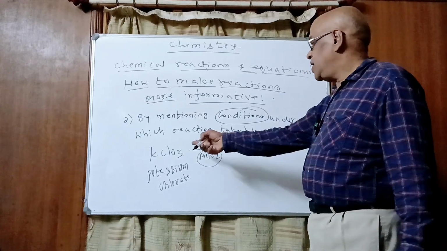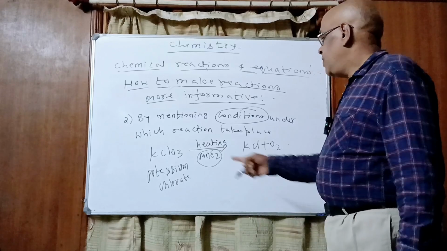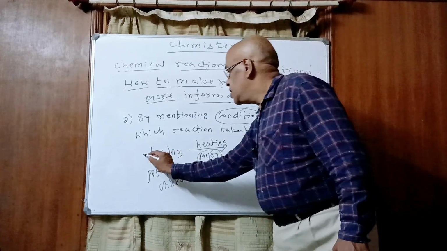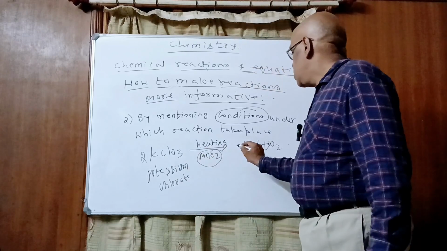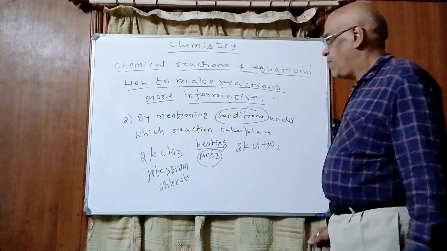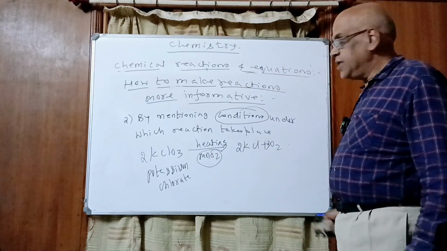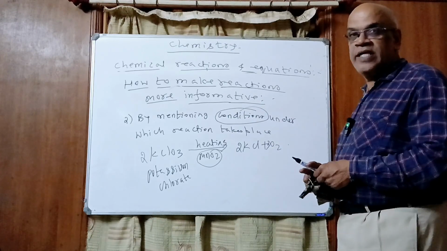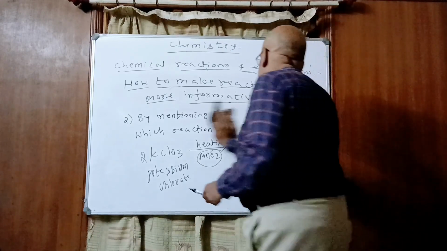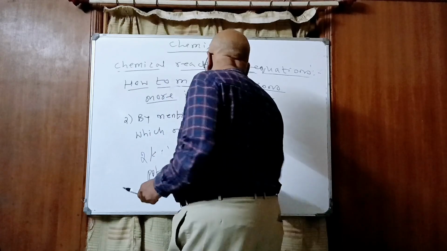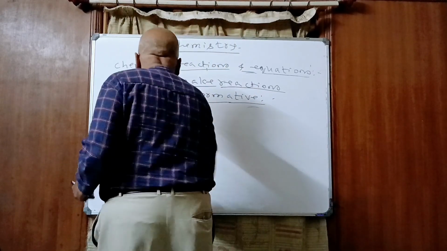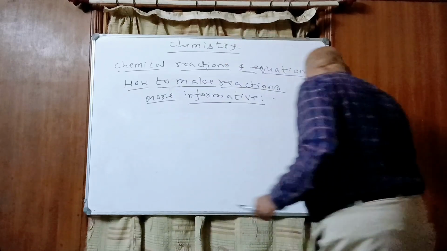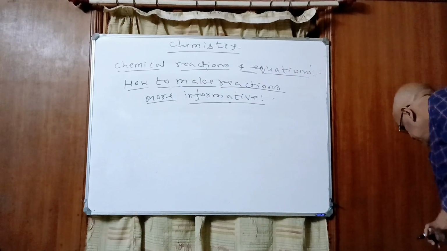Understood? What is this? O3. How many? Right here 3. 3 2s are 6. 2 3s are 6. 2 KCl, 2 KCl. Yes or no, children? This is about mentioning the conditions under which a reaction takes place. Third one, by mentioning heat change.